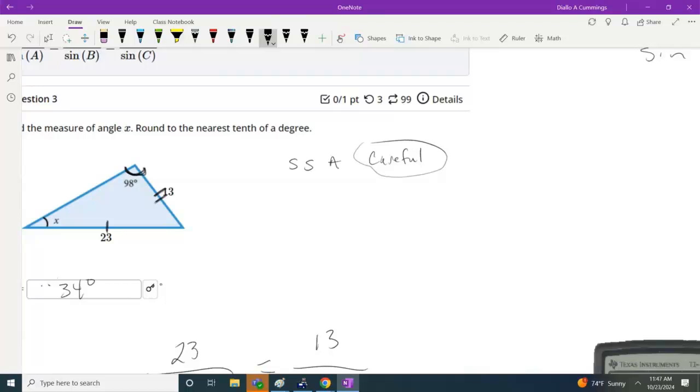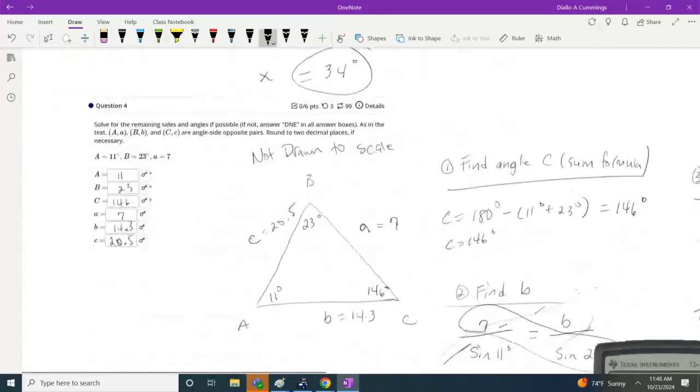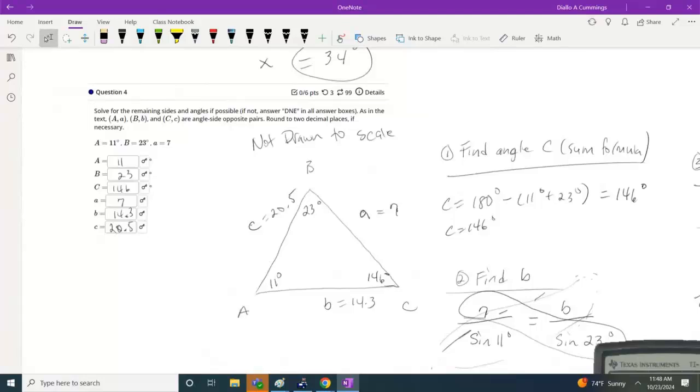Okay. From this point going forward, whenever you're given a side angle side set of measurements, you have to be careful. And we'll see why in a second. If we take a look at problem number 4, we were given angle A, we were given angle B, and we were given side length A. So this is an angle side angle setup. It's all based on what you're given.